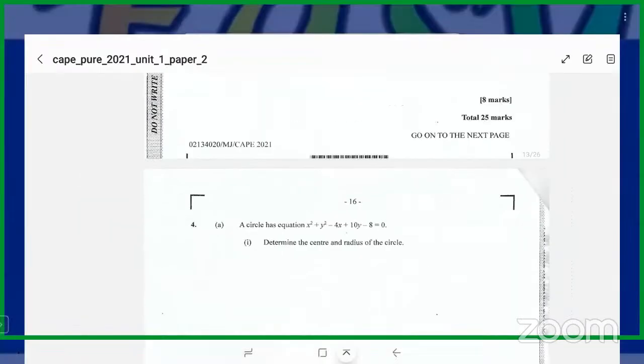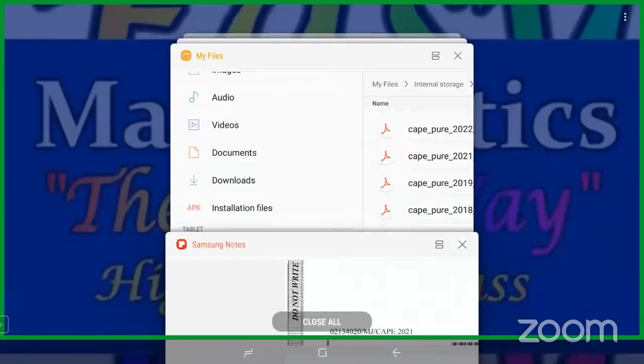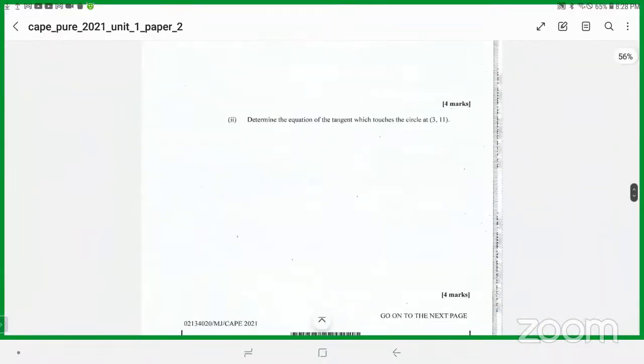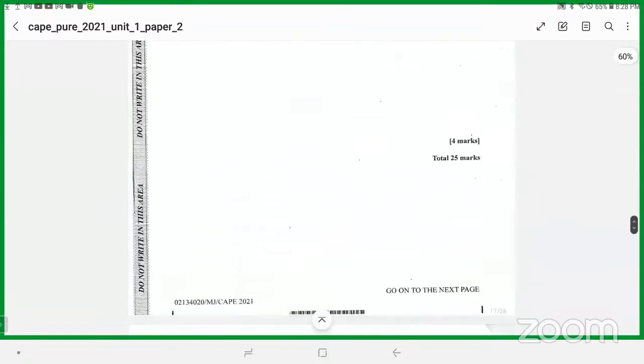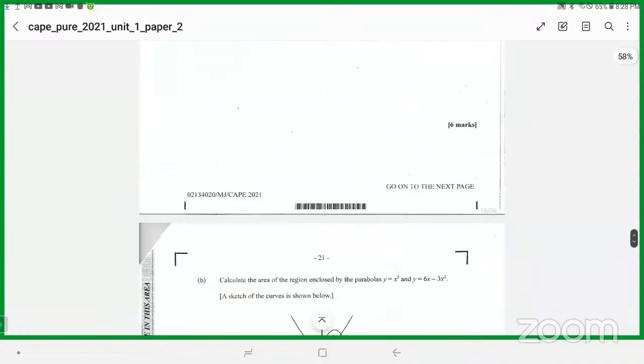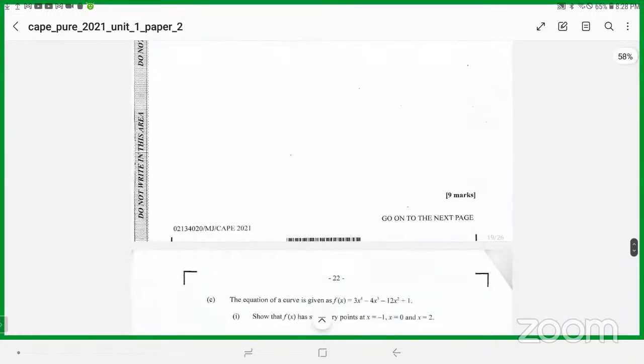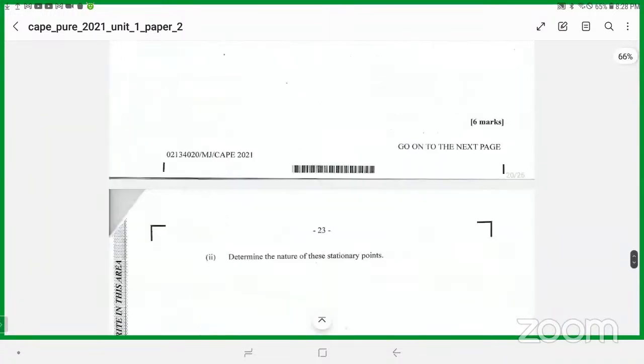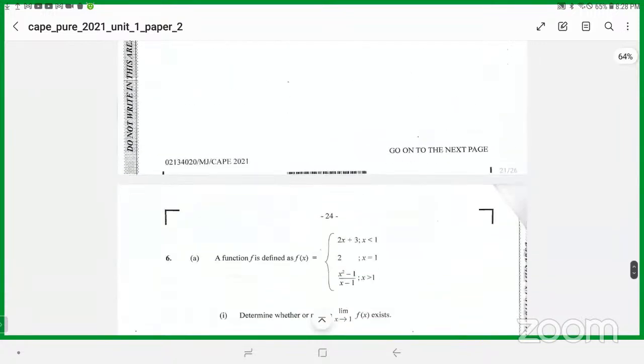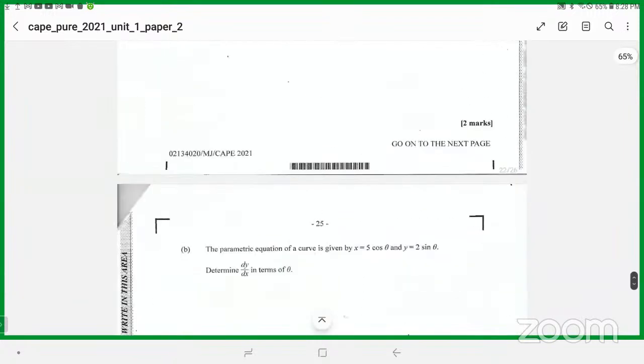So look at 2020. I just look right through because the paper is weird sometimes. Questions all over the place. Let's look through. All right, looks like there's none on this paper, no proof.